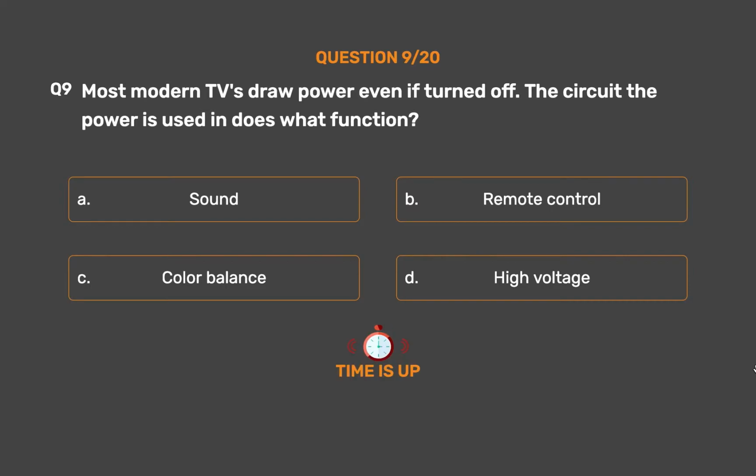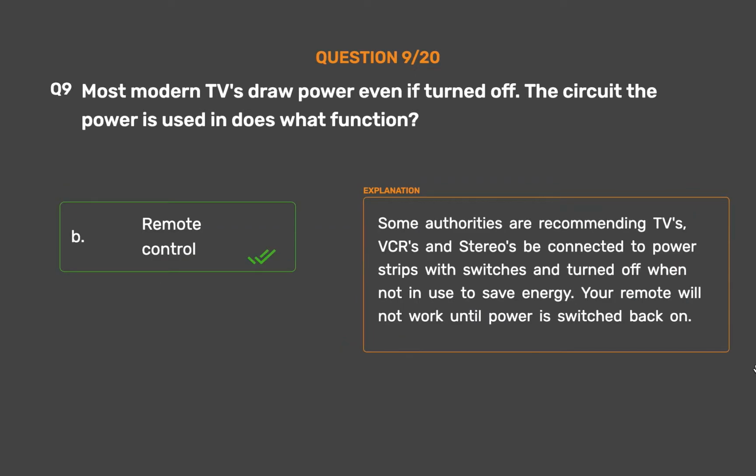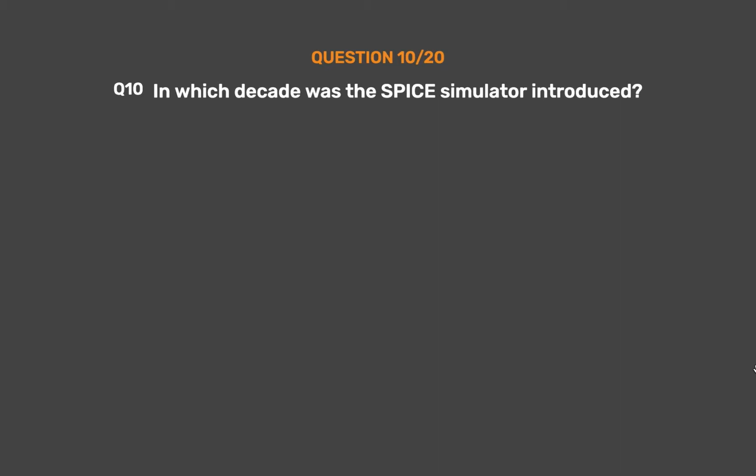The correct answer is Option B. Remote control. Some authorities are recommending TVs, VCRs and stereos be connected to power strips with switches and turned off when not in use to save energy. Your remote will not work until power is switched back on. Question number 10.